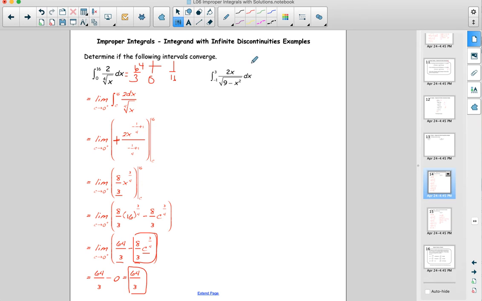All right, let's see if you can apply the same technique to this one. And this is our fourth time to ponder pause.